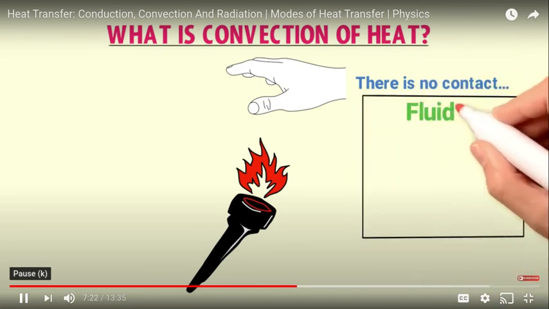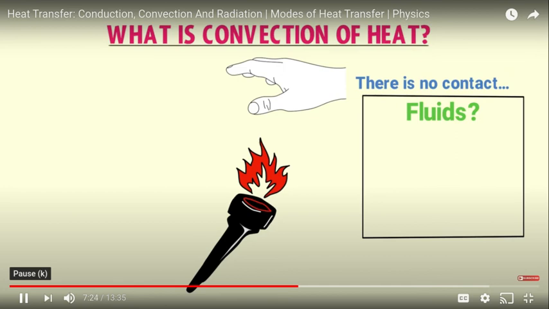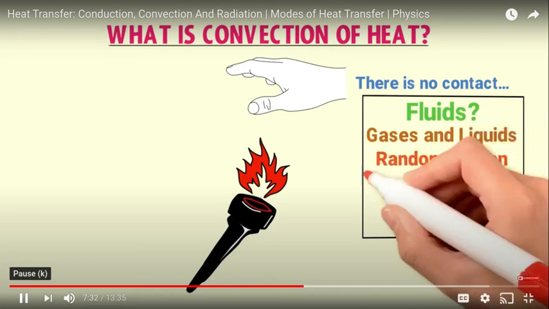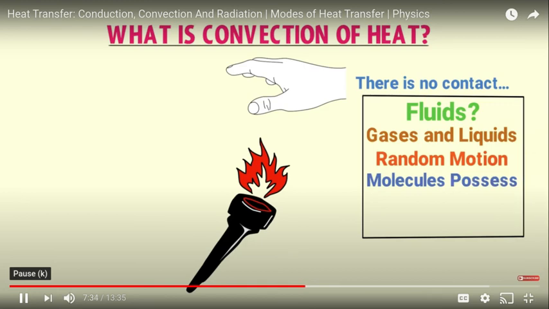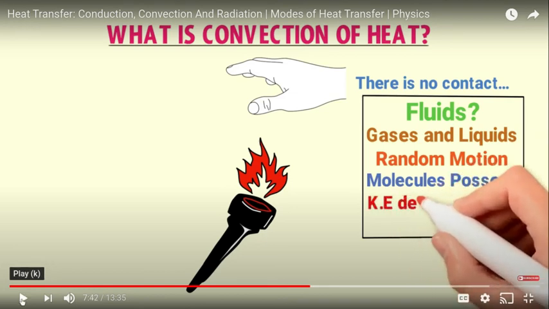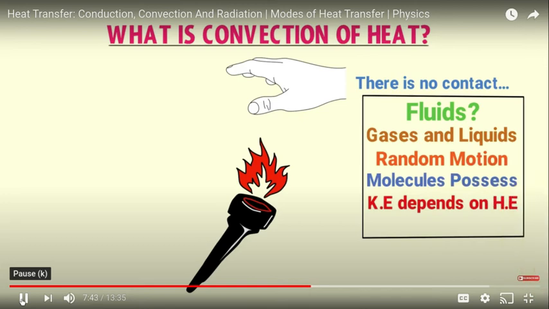There is no contact going on with convection, as you can see. If you've ever heard of the term fluid, fluid means gases and liquids, because they can flow around because they have random motion. The molecules are not connected to one another, as we talked about in our matter unit that was in November. These molecules have kinetic energy, and that depends on the heat energy that has been given to it. Think about our lava lamp.